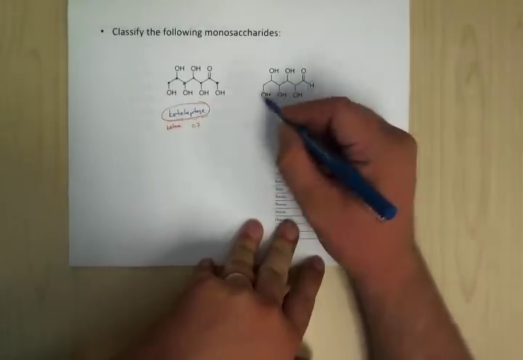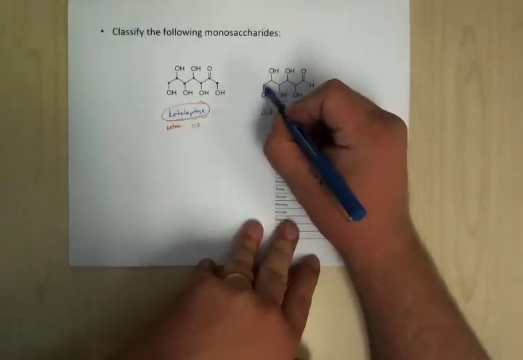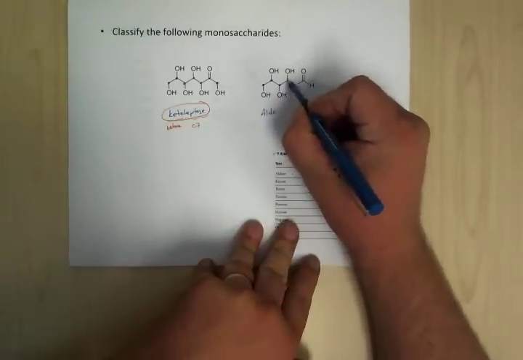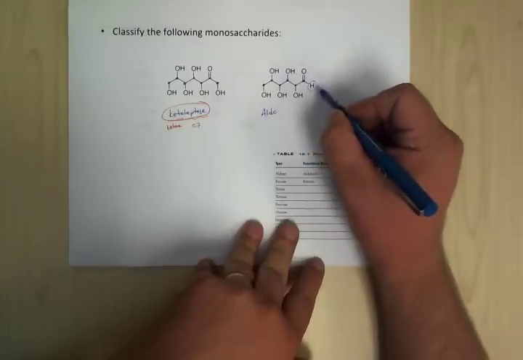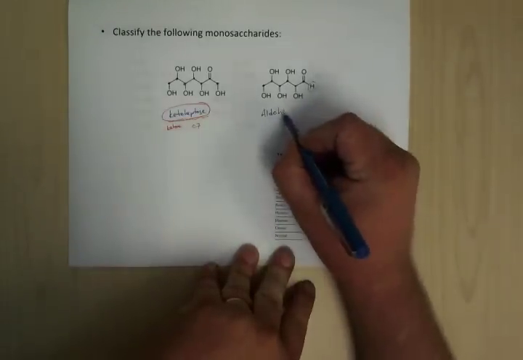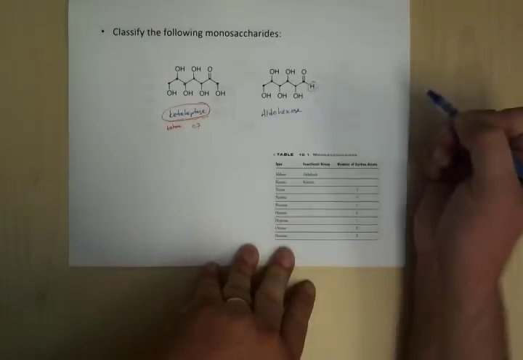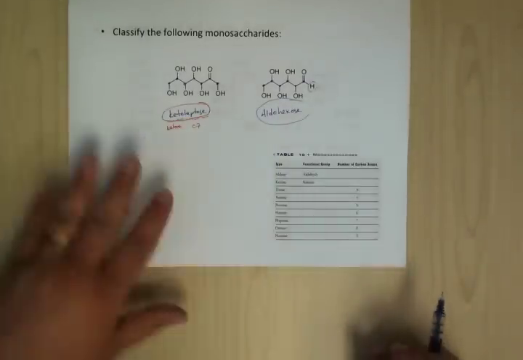So with an aldo sugar, why don't we say it's an aldo? Okay, now count the carbons, right? So 1, 2, 3, 4, 5, 6. Now don't count that hydrogen, that's a hydrogen. We're just counting carbons. So a 6 carbon sugar is a hexose. So it's an aldohexose. Okay, so there you go.